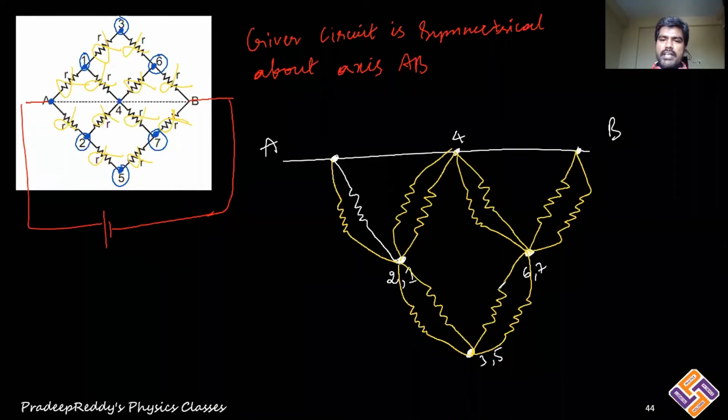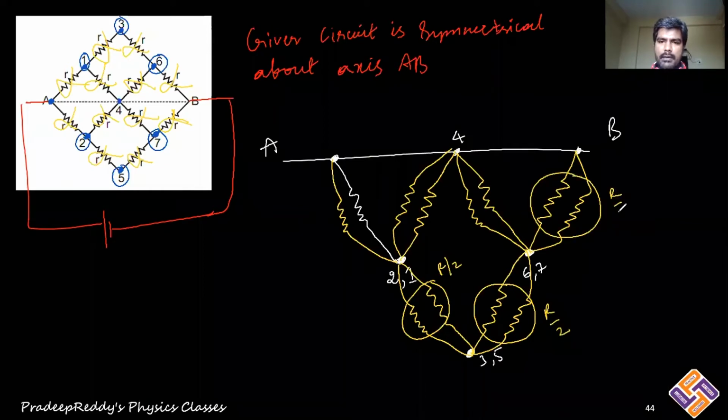connected in series and which are connected in parallel. Now check it. All the values of resistors are R. Therefore, these two resistors are connected in parallel. Effective resistance is R by 2. These two resistors are connected in parallel. The effective resistance is R by 2. These two are connected in parallel. Effective resistance is R by 2.